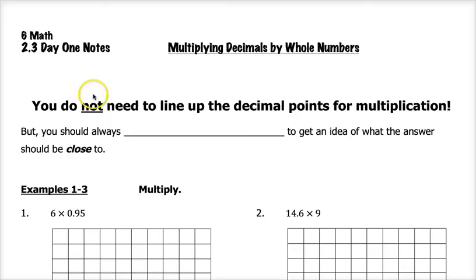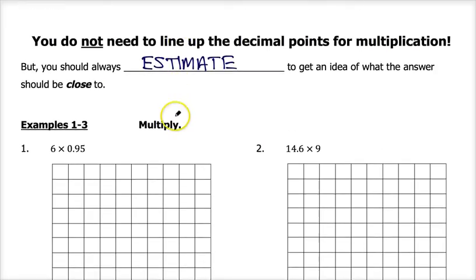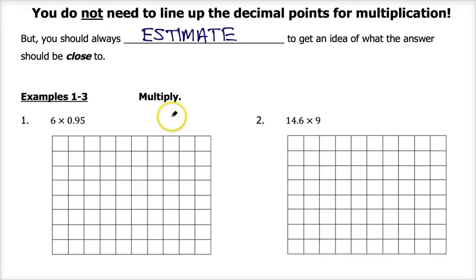So when you're multiplying decimals, it's a little bit different than addition and subtraction, and that key difference is you do not need to line up the decimal points for multiplication. In fact, if you try to, it's going to make it a lot more confusing. So don't line up the decimal points, but when you're multiplying, you should always estimate to get an idea of what the answer should be close to. So those estimation skills we practiced a couple of videos ago, we're going to do that here so we can get an idea of what our answer should be close to at the end.